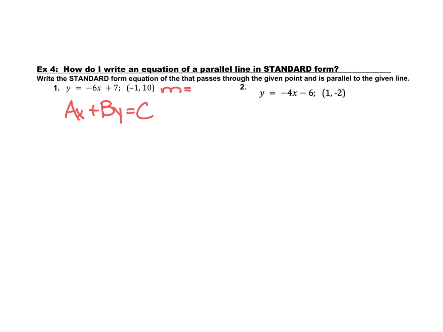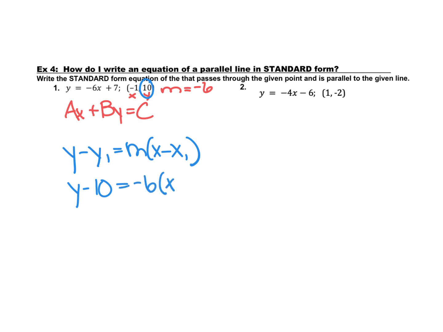So let's identify our slope, and we have an x and we have a y. If we plug this into point-slope form, where you have y minus y1 is equal to m times x minus x1, we're going to have y minus 10 is equal to our slope of negative 6 times x minus negative 1, so it's going to be plus 1. Now we have to do some rearranging here. First let's distribute: negative 6x, and minus 6 here.